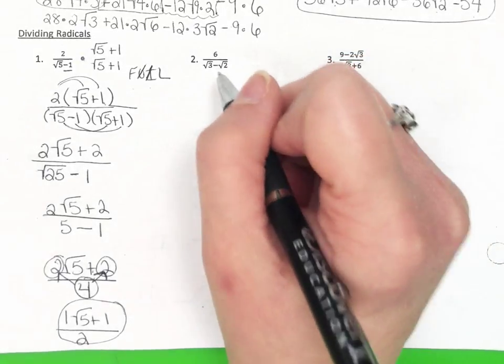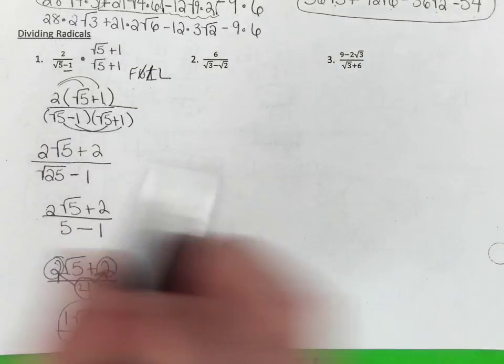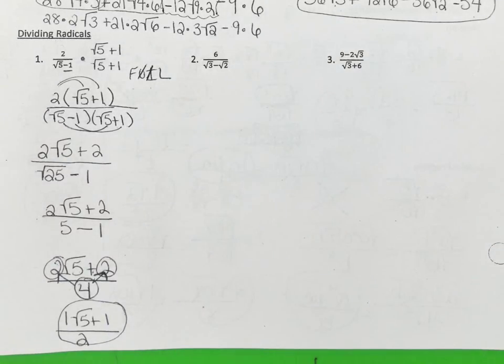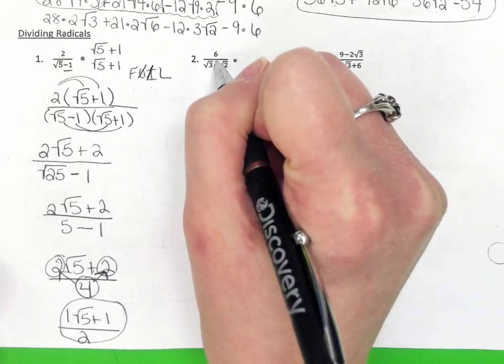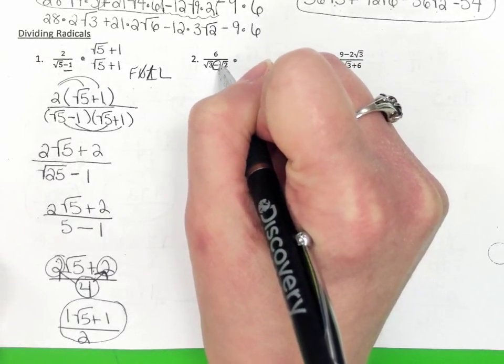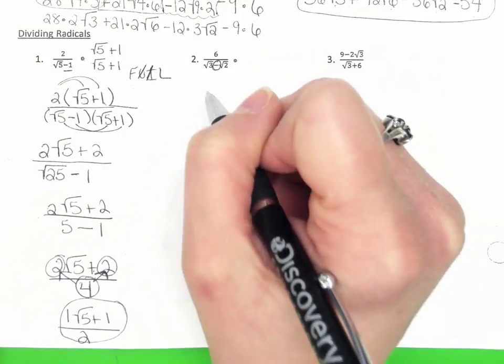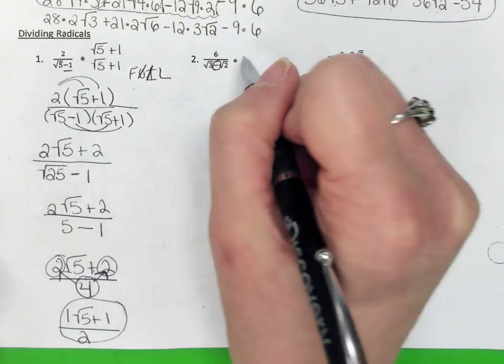Alright, here we go. Let's do number 2. What's wrong with number 2? What's the problem? The 2 square roots. You got square roots in the bottom, right? So when you have a sign, you got to multiply by the opposite. What's the opposite of a negative? Positive. Positive, right?